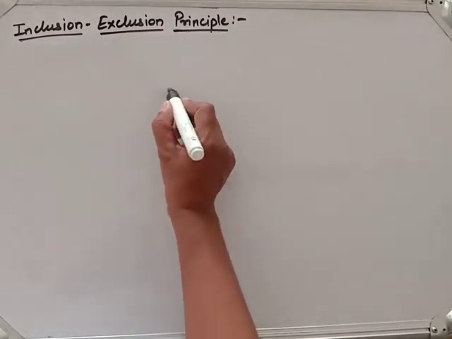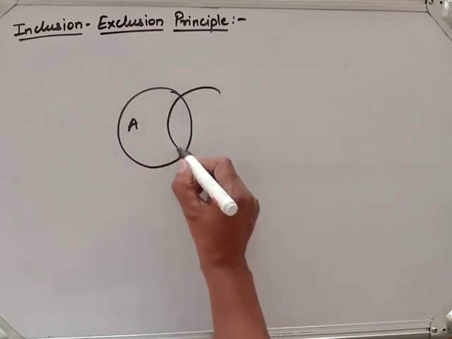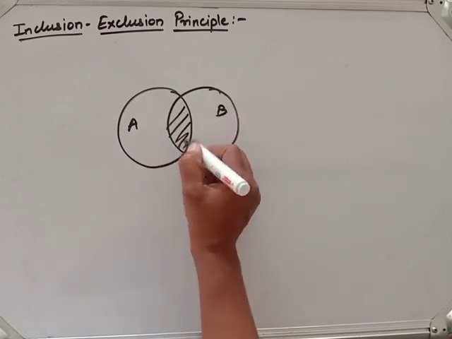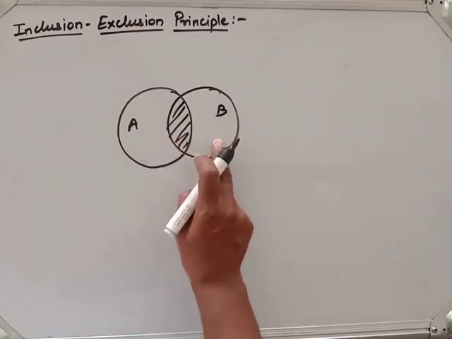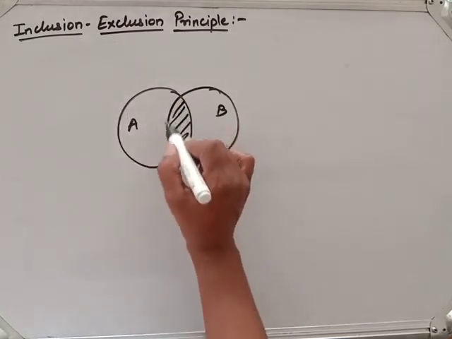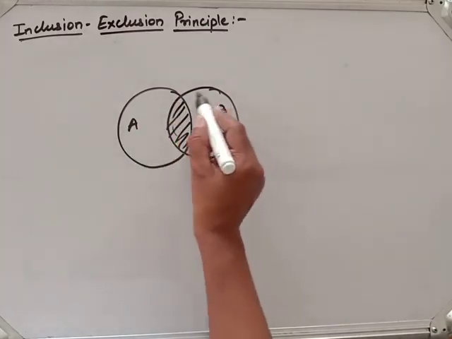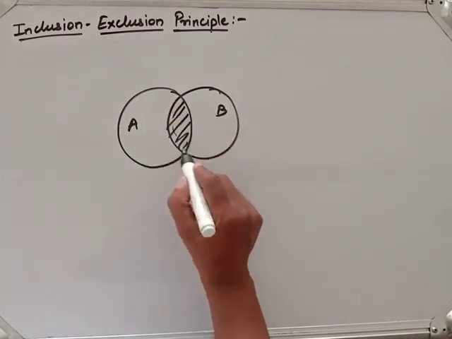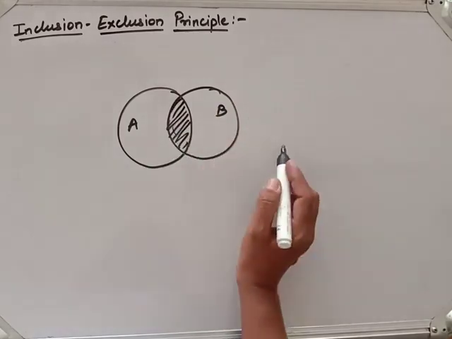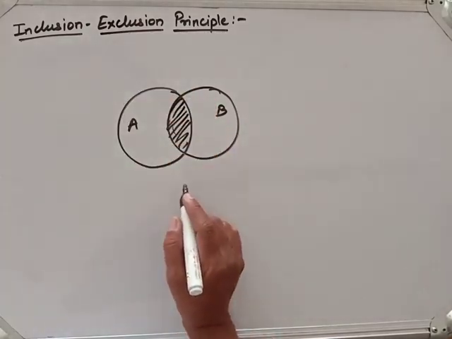For example, suppose set A is this and set B is this. Now these are not independent. There is something common between them. When we add them by the addition rule, this common part is taken twice, because it is in A and it is also in B. So that common part we have to remove once. That is a new principle, named the inclusion exclusion principle.